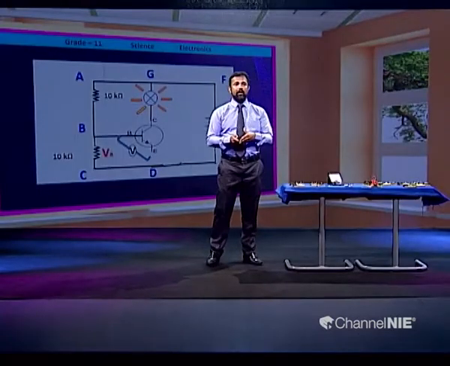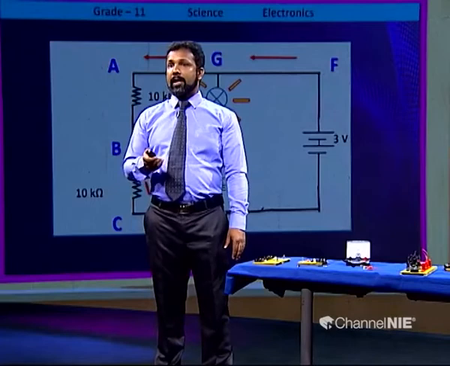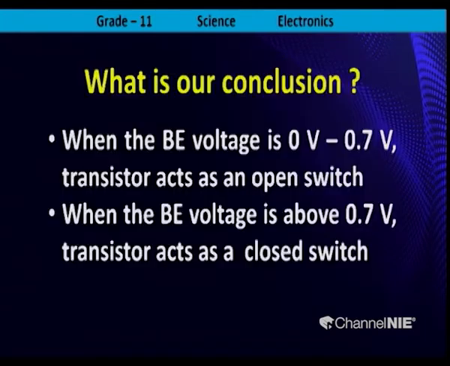As you can see, when the BE voltage is more than 0.7, why do I say 0.7 volts? Because the minimum voltage that is needed to overcome the bias in voltage is 0.7 volts. Right. What happens? Current passes from the dry cell to F, F to G, G to A to B to the transistor through the base, from the transistor to the emitter, after that D to the dry cell. Here, as a result, what happened?